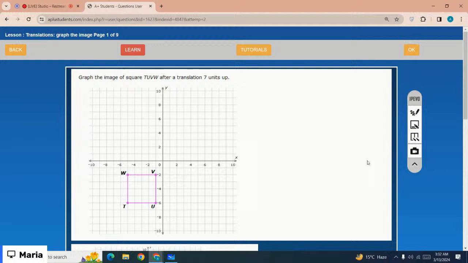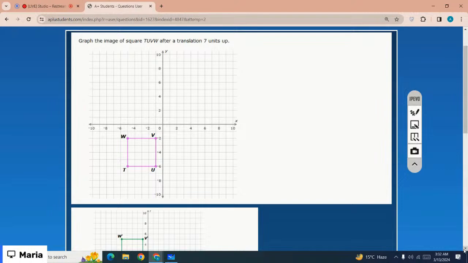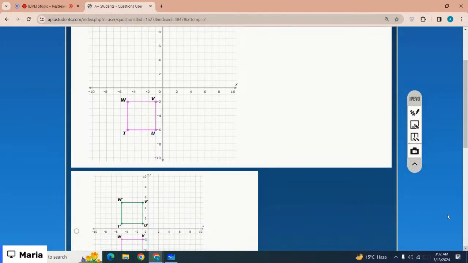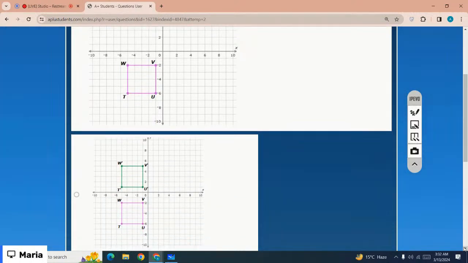Okay, graph the image of square TUVW after a translation 7 units up. You have to make the new one, and that translation must be 7 units up. So 7 units up means all the points have to move 7 units. Let's see if this is the correct one. 2 and 5, 7, right? V is also 7. Let's see U and T.